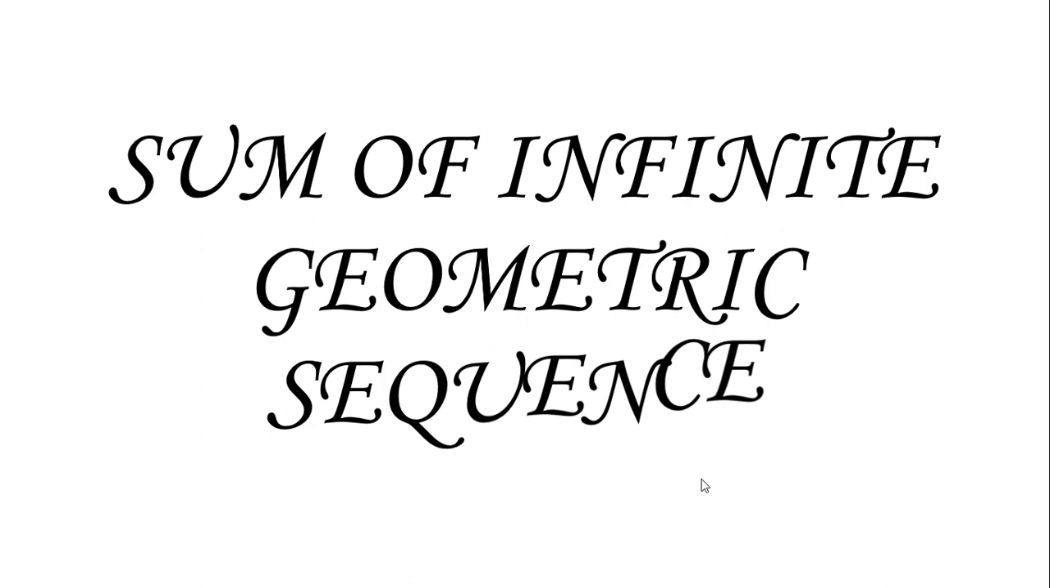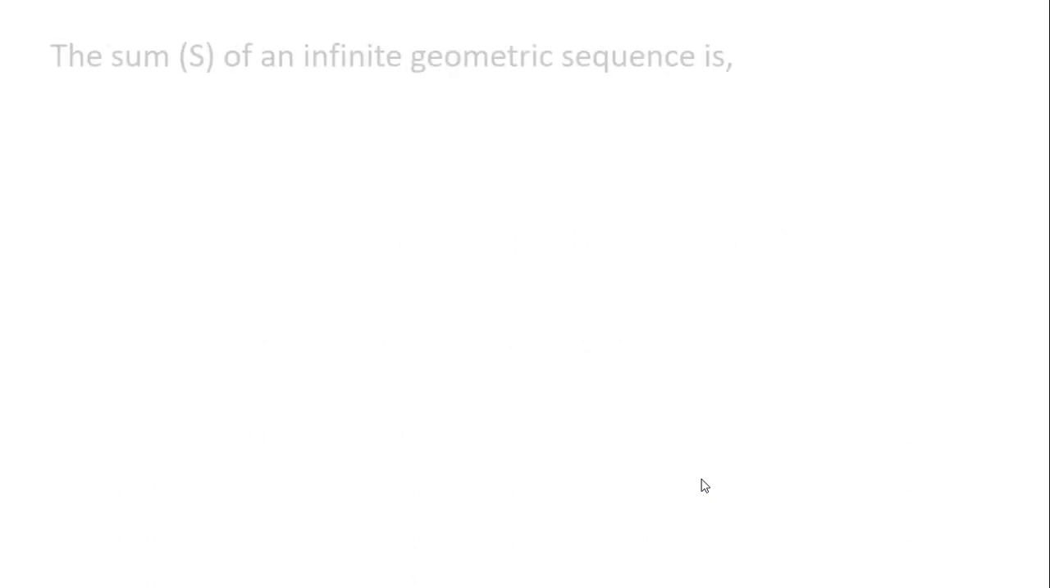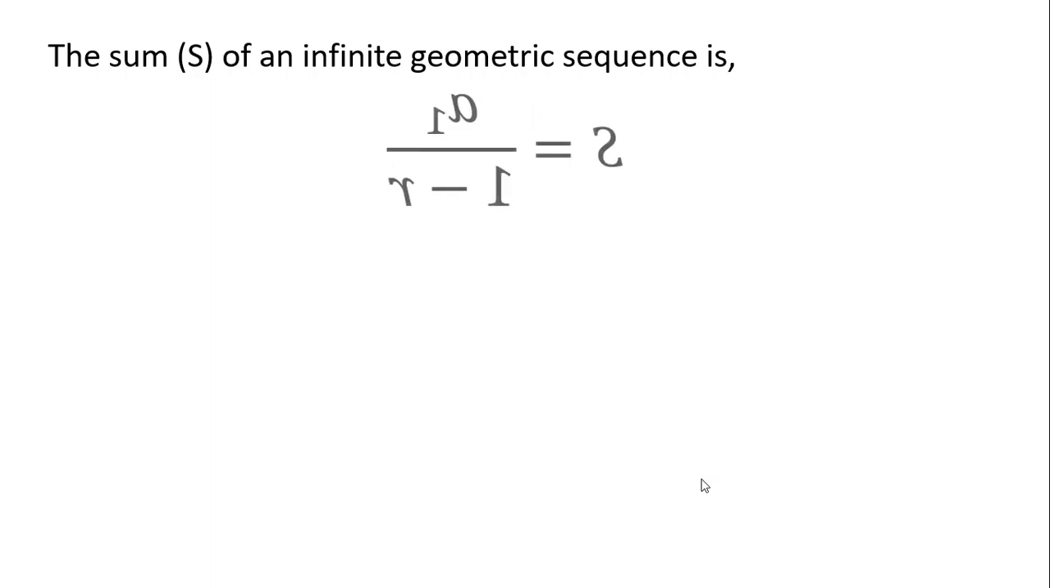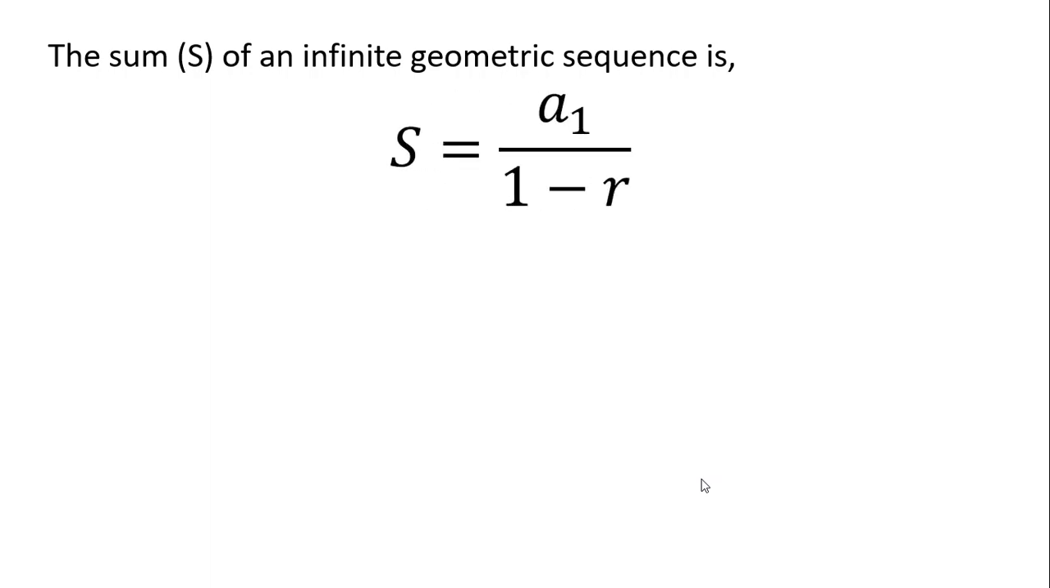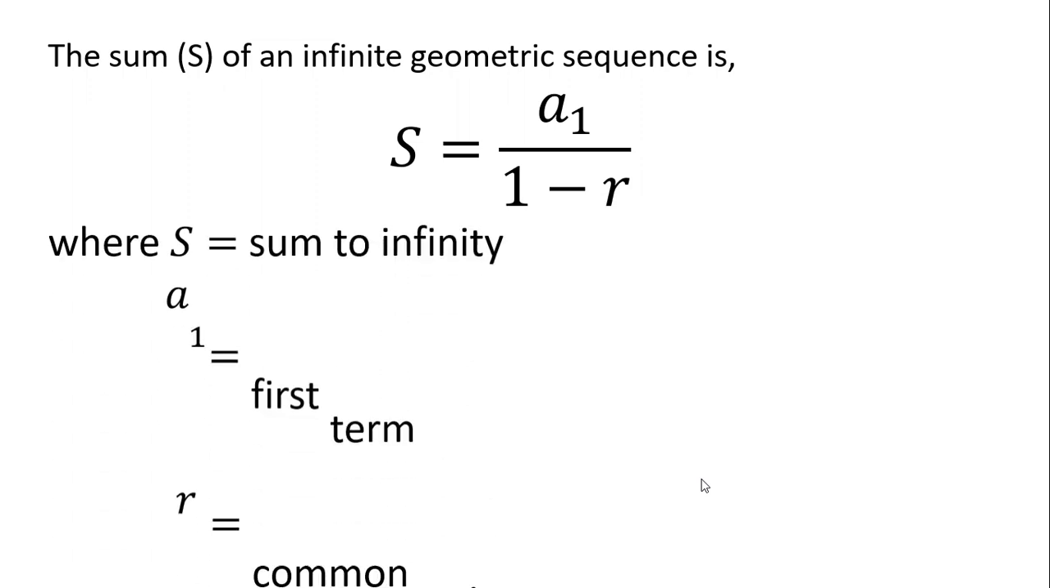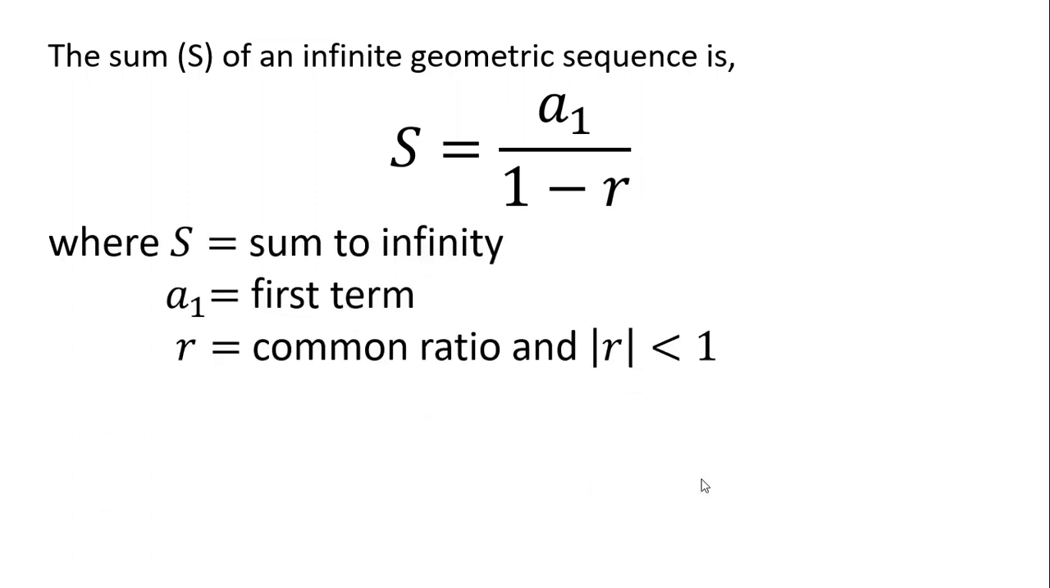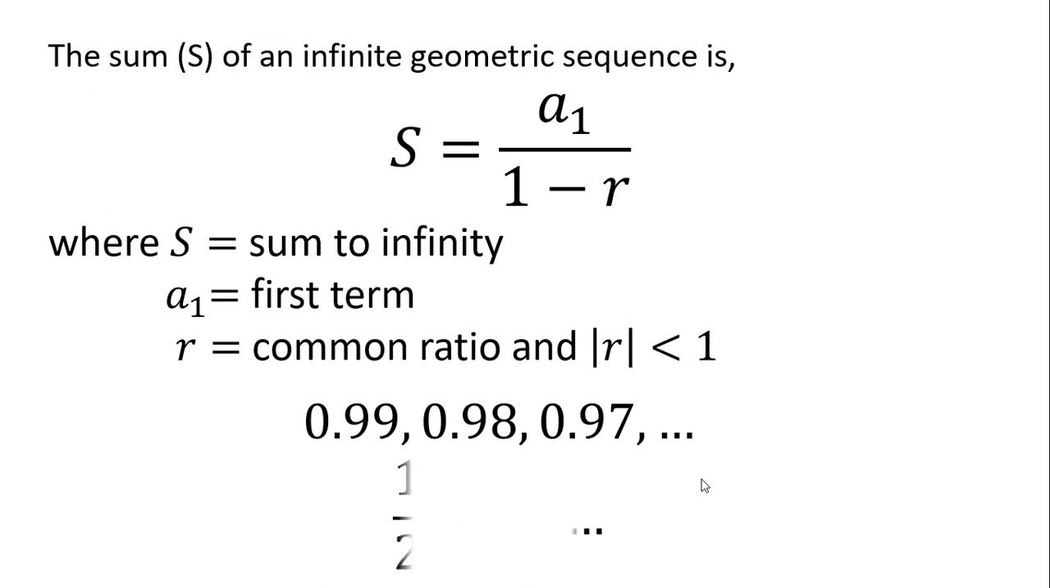Next, sum of the infinite geometric sequence. So the sum of an infinite geometric sequence is equal to a sub 1, the first term, over 1 minus common ratio. So yung S is yung sum to infinity, a sub 1 first term, and yung R, common ratio. And yung common ratio dapat ay hindi lalagpas sa 1. For example, 0.99, 0.98, 0.97, pababa. Or mga fraction, 1/2, 1/4, 1/8.